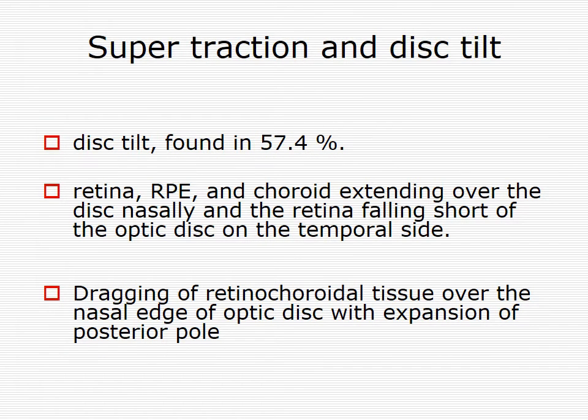Supertraction and tilted disc. The tilted disc is another issue that is found in more than half of myopia cases. The cause of tilted disc or supertraction is that the retinal pigment epithelium and choroid is extending over the disc in the nasal aspect, while on the temporal side the retina falls short of the optic disc. Subsequently, the chorioretinal tissue may be dragged over the nasal edge of the disc with expansion of the posterior pole.